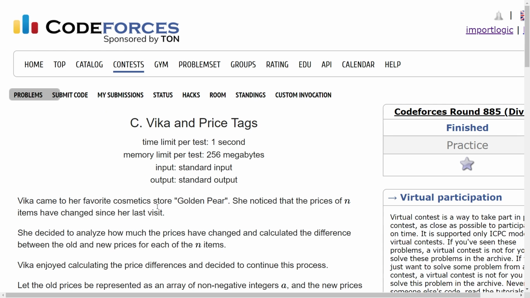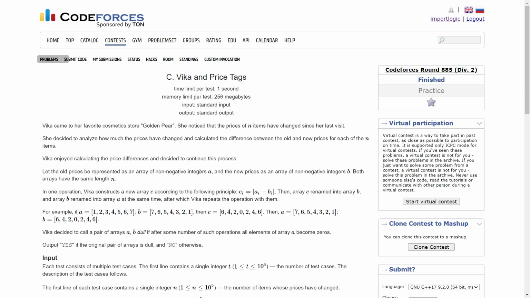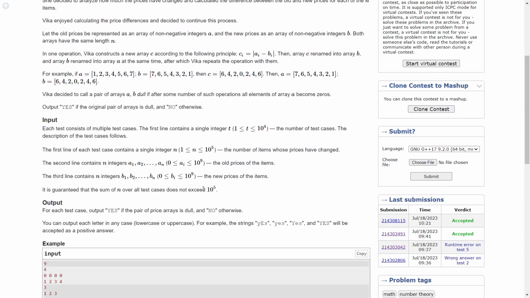Now let us have a look at the third problem. This problem was a bit tricky, but let us try to make some observations and understand what we can do about this particular problem. This says that we have been given two arrays A and B.